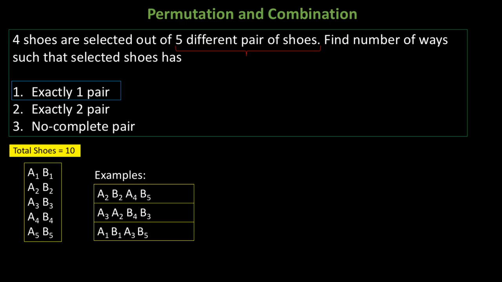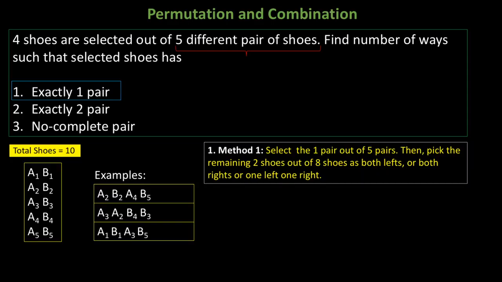But how do we go about calculating it? Let's look at one method of doing that. Because we had to get exactly one pair, what if out of the 5 pairs we choose 1 pair, and then from the remaining 8 shoes we select 2 shoes in a way that those 2 shoes are non-pair shoes. For example, let's say the pair chosen out of 5 pairs is A2, B2, as highlighted here. In how many ways can I do that? 5C1, right? Because 5 pairs are there and 1 pair needs to be chosen. So 5C1.